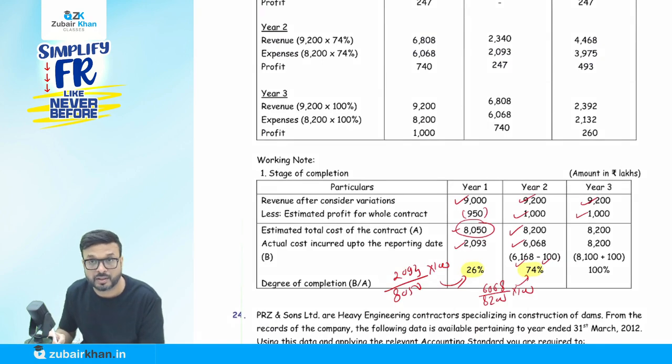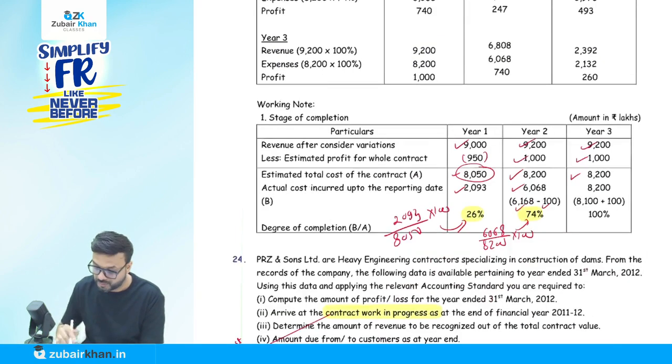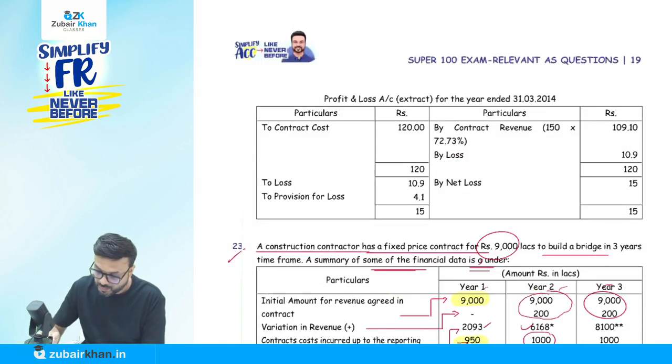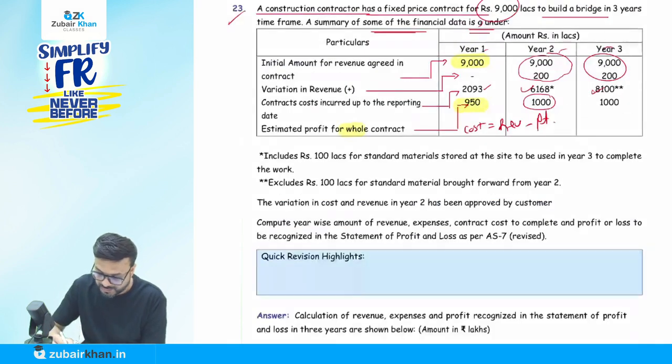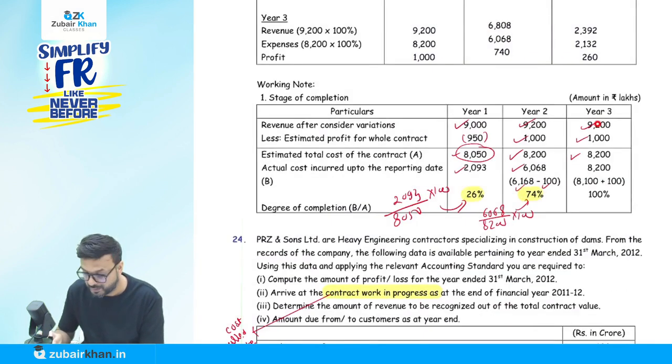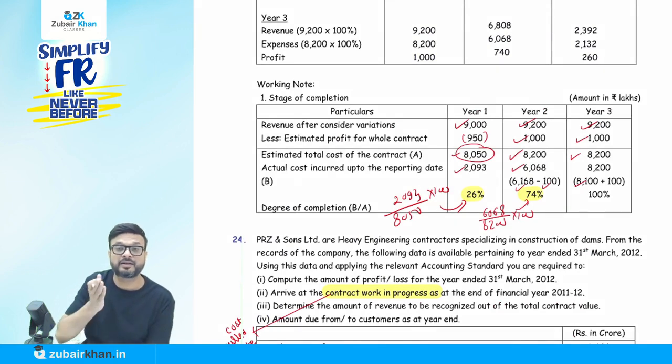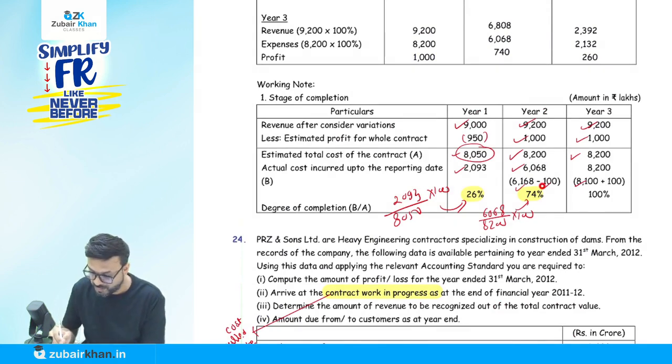So how much is the total cost? 8,200. How much cost have we incurred till the third year? 8,100. This is the total contract revenue minus profit. This is the total estimated cost. But the cost that we have incurred previously, this 100, if we deduct it from here, it will add to the third year. So we'll add 100 here, because this is unused in the second year and will be used in the third year. That's why we add it here.